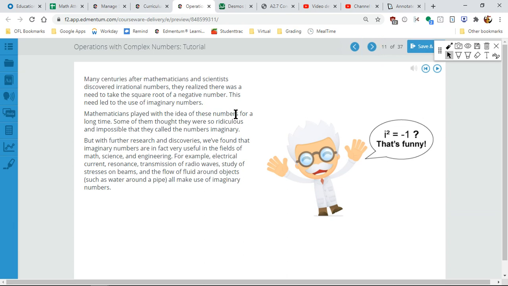So it's this idea of getting a negative 1, so they don't really exist. But with research and discoveries, we found that imaginary numbers are in fact very useful in fields of math, science, and engineering, for example electrical engineering. The reason is that if you square an imaginary number, all of a sudden it becomes real. I'm not too familiar with it, but I know they use it in electricity a lot.